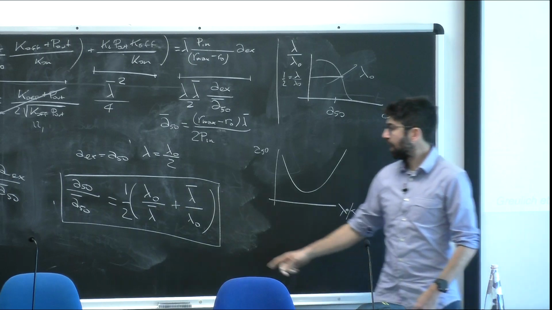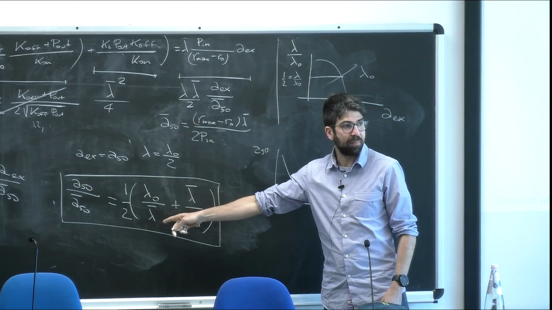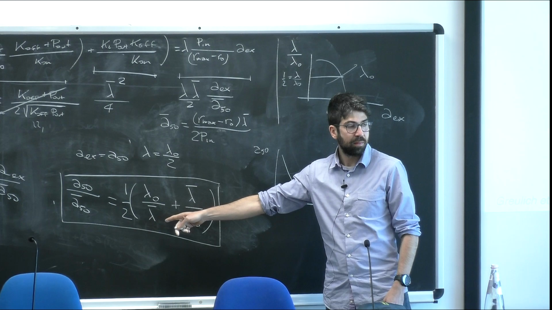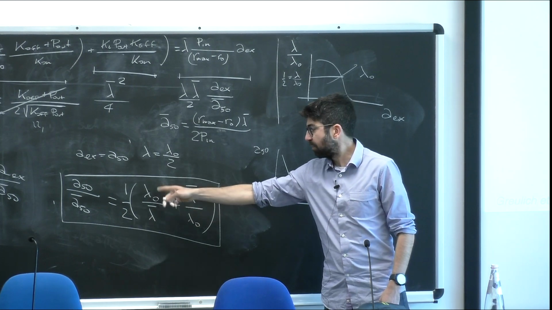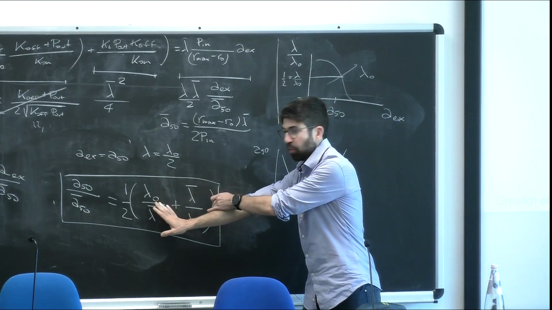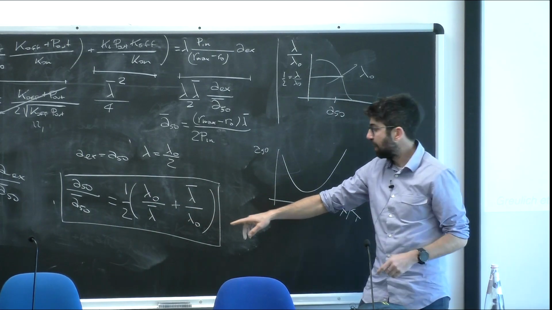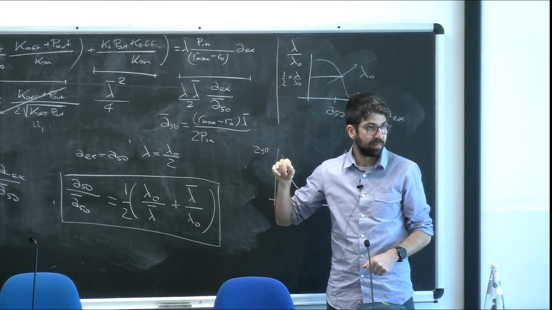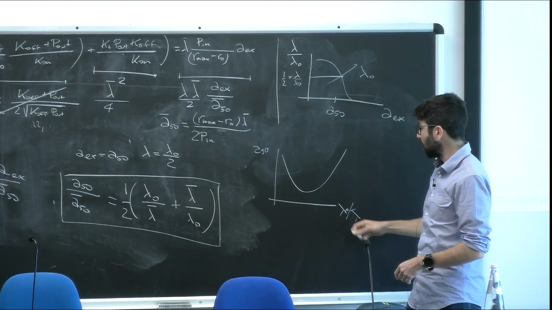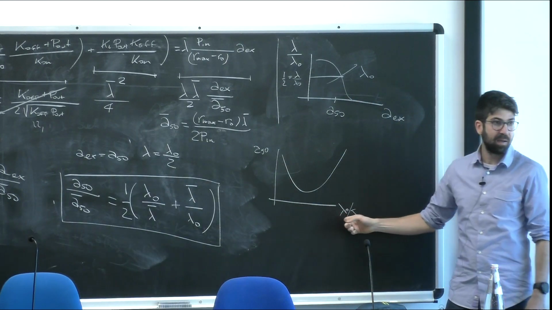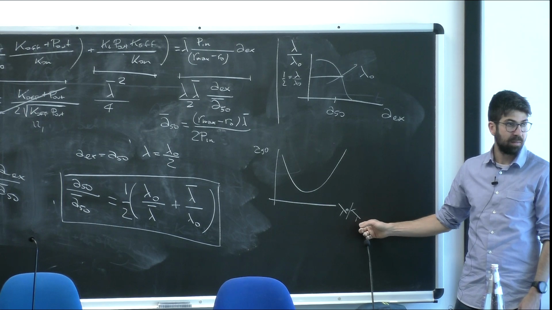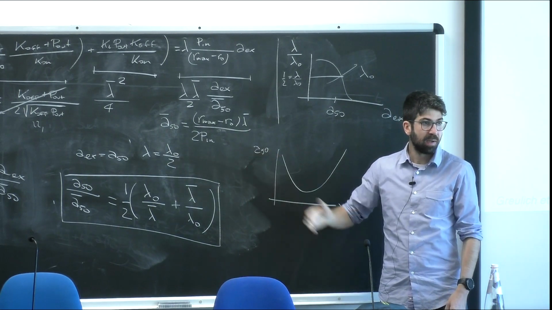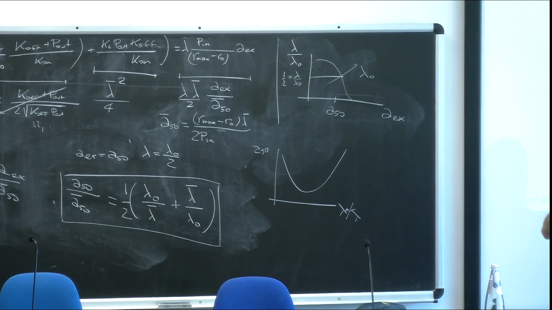Okay? So if lambda naught is smaller than lambda bar, this term dominates and the function is decreasing. If lambda naught is larger than lambda bar, this term dominates and it's increasing. Okay? So what we see is that depending on how big lambda naught is as a function of lambda bar, this inhibitory concentration can decrease with lambda naught or increase with lambda naught. Okay?